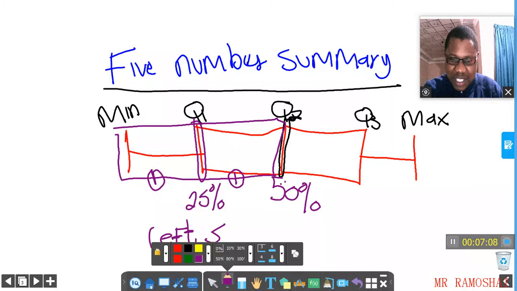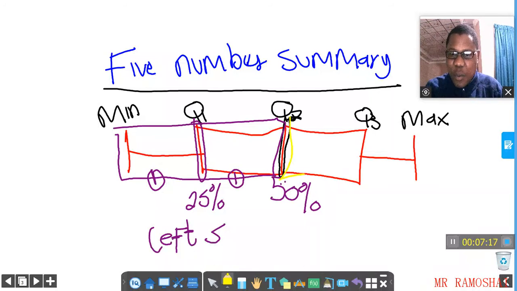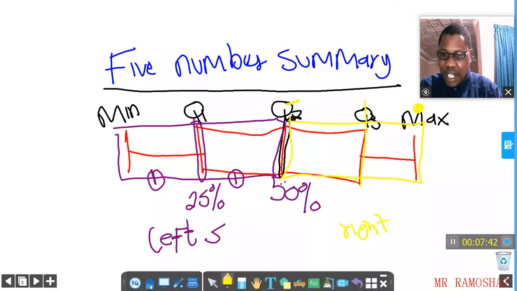What must happen? Let me choose another color so that these things stay very different. So when you look on your right, you are now left with how many percent? 50%. Now let's look at this between quartile 2 and the maximum number. Which number is in the middle? It is quartile number 3. So look at this. This is our second 50%, so I call it that way. So this is our right, isn't it?